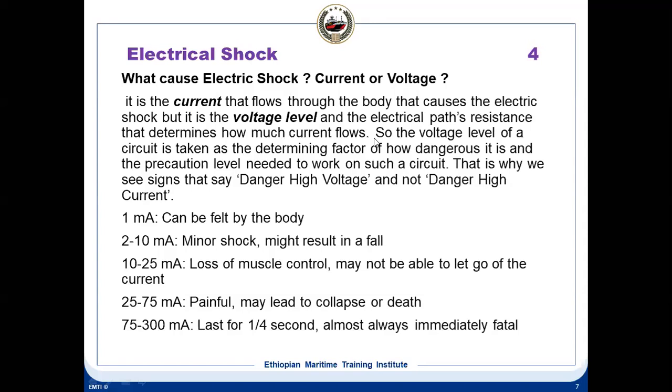That is why we always see "dangerous high voltage." You don't see "dangerous high current" warning signs, because the voltage level is the one which decides how much current flows. So it is the current that flows through the body that causes the electrical shock, but the voltage level and the electrical path resistance determine how much current flows. Two things are involved: voltage level and the body path resistance. So what causes electrical shock, current or voltage? It's a current, but it is related to voltage and the body resistance.